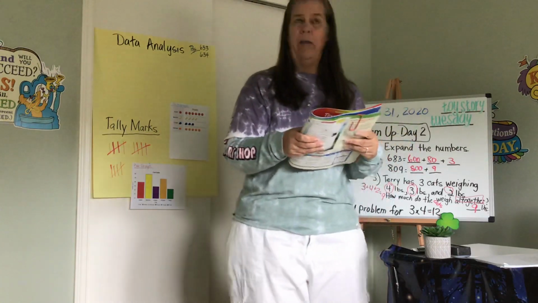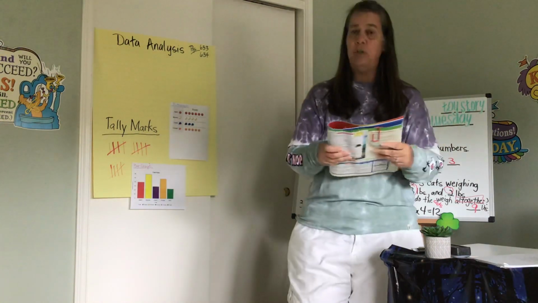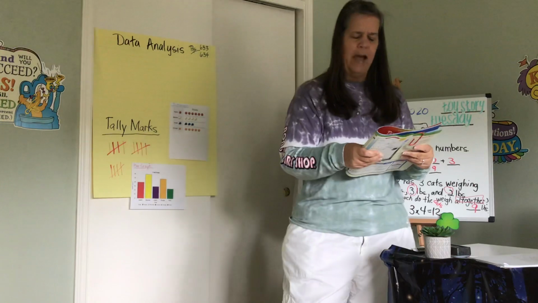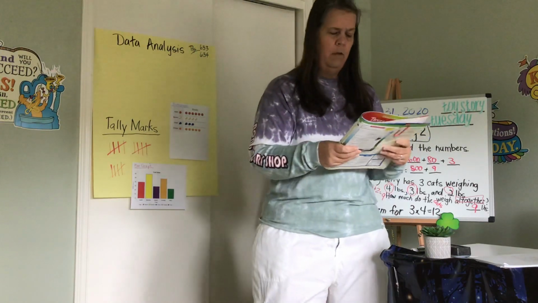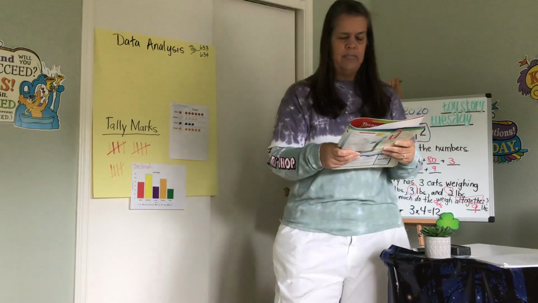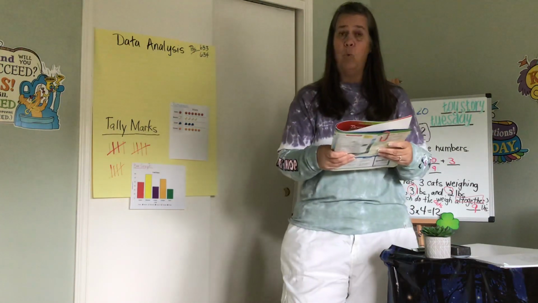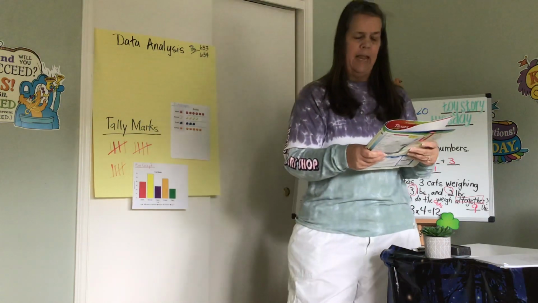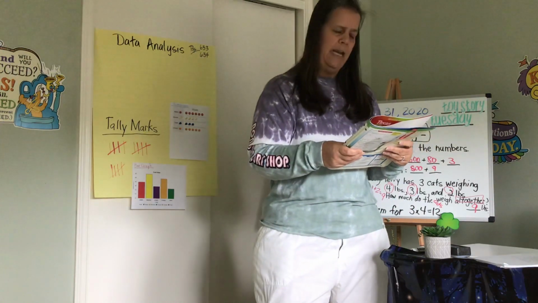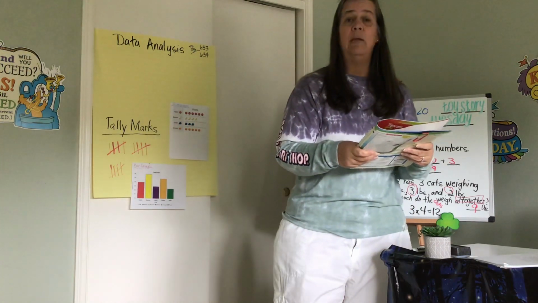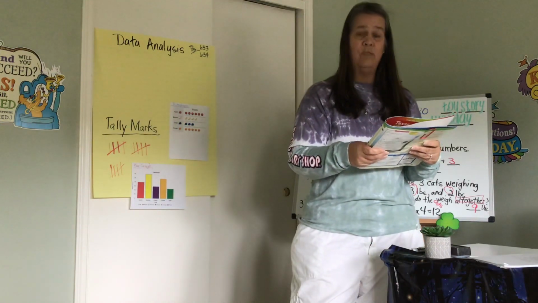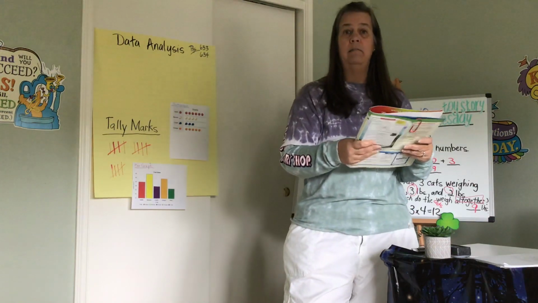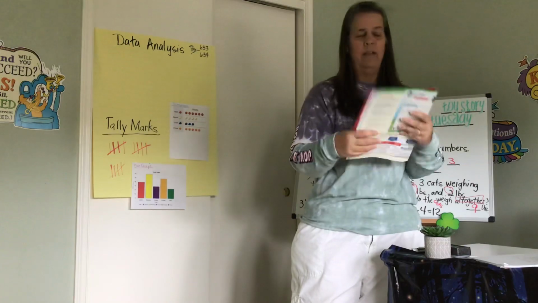Sums to 10, a little quick review for you. Number 3, 5 plus 2 equals 7. Number 4, 6 plus 3 equals 9. And number 5, 2 plus 8 equals 10. Differences to 10. Number 6, 6 minus 5 equals 1. Number 7, 5 minus 3 equals 2. Number 8, 10 minus 7 equals 3. Number 9, 9 minus 2 equals 7. Number 10, 8 minus 4 equals 4. Number 11, 10 minus 2 equals 8.